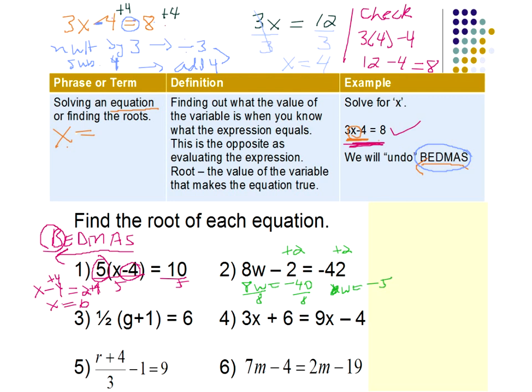Now, let me add a new page here. In question 3, I have 1/2 times g plus 1 equals 6. So what I'm doing here is I'm going to, again, identify what's being done to the variable. I'm adding 1 and I'm multiplying by 1/2. I notice the adding 1 is in brackets, so I can't undo that till the very end. So I have to undo multiplying by 1/2 by dividing by 1/2.